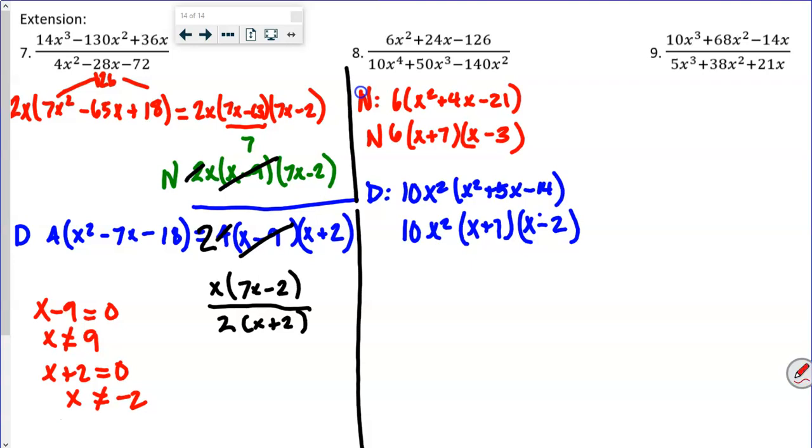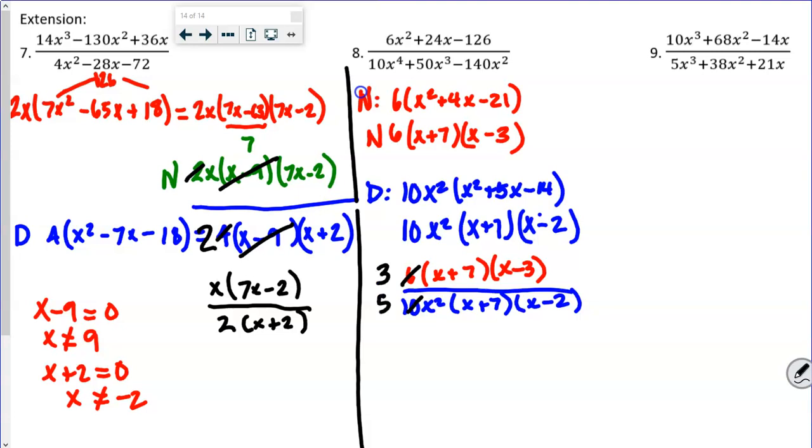Okay, so we've got our 6 times x plus 7 times x minus 3, and we're going to put that over our 10x squared and our x plus 7 and our x minus 2. Okay, so looks to me like the 6 and the 10 could reduce, right? So 6 and 10, so that would be 3 and 5, right, guys? So that's going to be 3/5. So we got that part. Our x plus 7 is going to cancel, right?